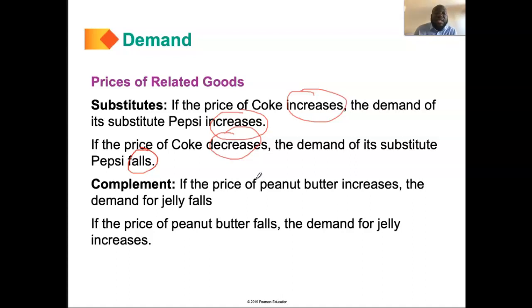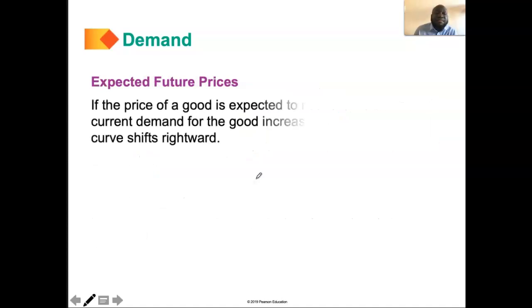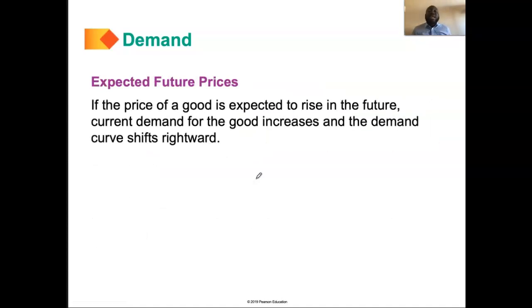And then we have expected future prices, okay? If the price of a good is expected to increase in the future, current demand for the good increases, right? And the demand curve will shift rightward, which actually makes sense.